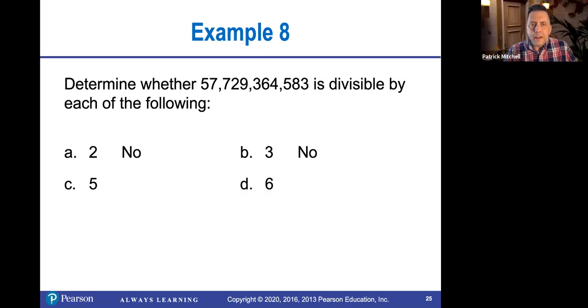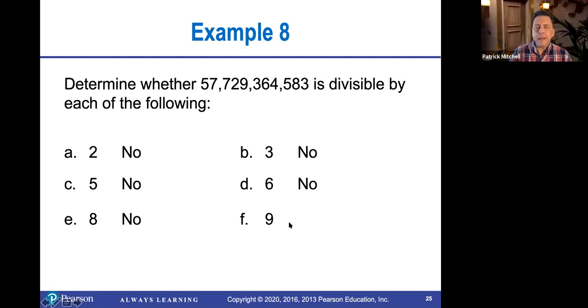It's not divisible by 5 because it doesn't end in a 5 or a 0. And it's not going to be divisible by 6 because it's not divisible by both 2 and 3. A no for just one of these would make it a no for 6. It's not divisible by 8. It can't be. It's not even divisible by 2. Or you could take the number 583 and try to divide it by 8. It is not going to work.